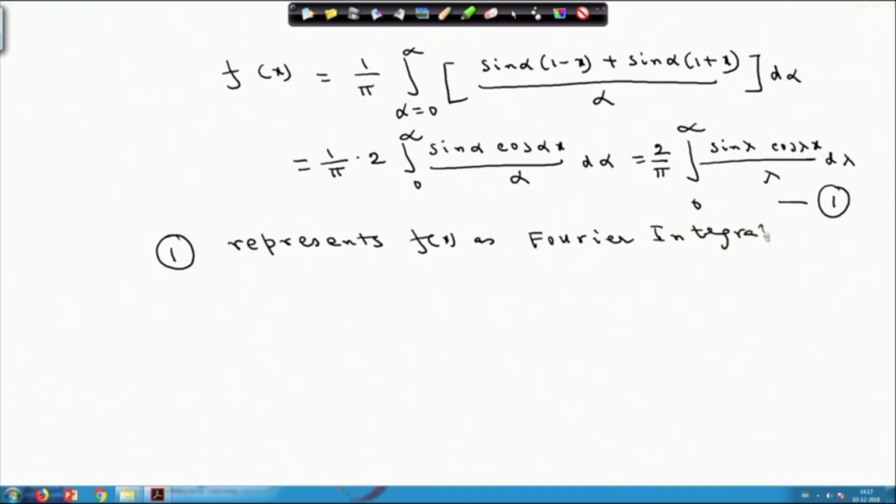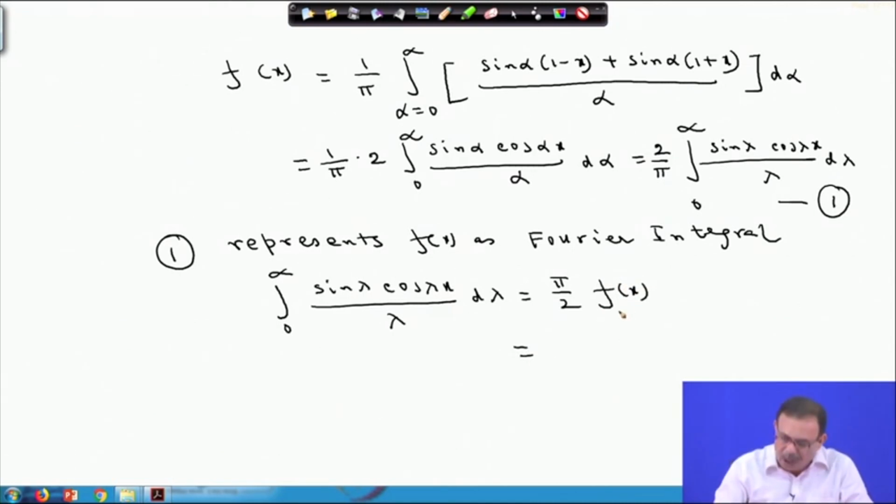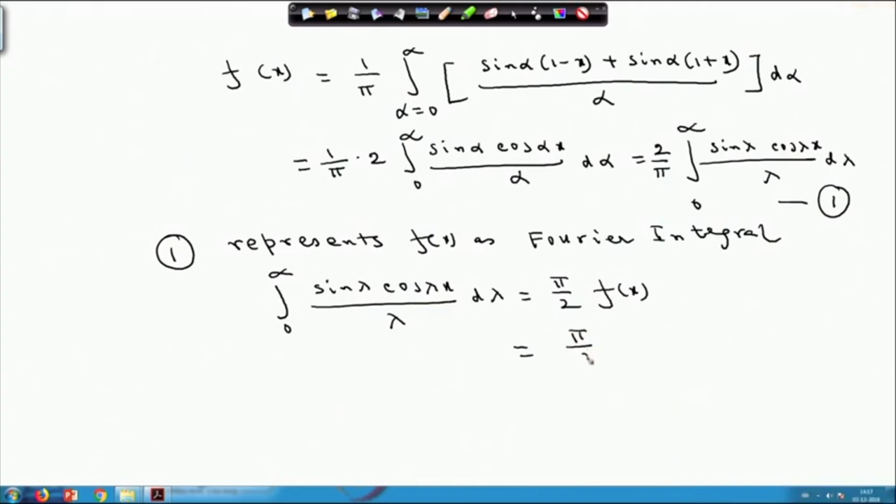So, you are obtaining the Fourier integral of f(x) as this thing. From the other way I can tell that the integral from 0 to infinity of sin(lambda) cos(lambda x) by lambda d lambda equals pi by 2 into f(x), and f(x) you know: f(x) is 1 for modulus of x less than or equal to 1, 0 otherwise. So this equals pi by 2 whenever modulus of x is less than 1, and it is 0 for modulus of x greater than 1.